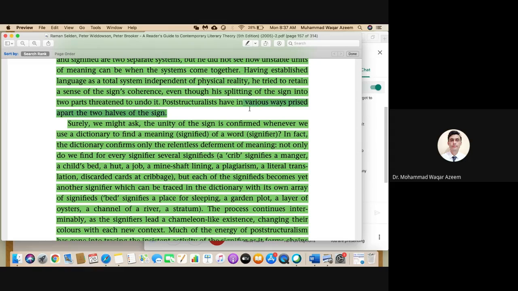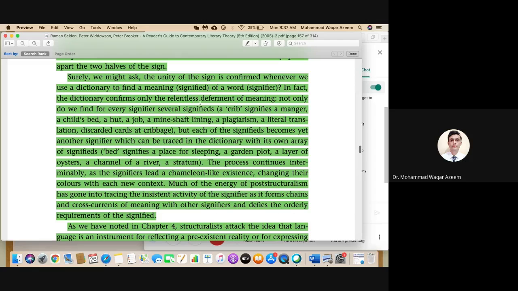So what do post-structuralists do? They point out that the sign can be separated into signifier and signified in such a manner that they do not seem to have any connection with each other, no absolute connection, no stable connection. So surely we might ask, the unity of the sign is confirmed whenever we use a dictionary to find the meaning, the signified, of a word, the signifier. In fact, the dictionary confirms only the relentless deferment of meaning.